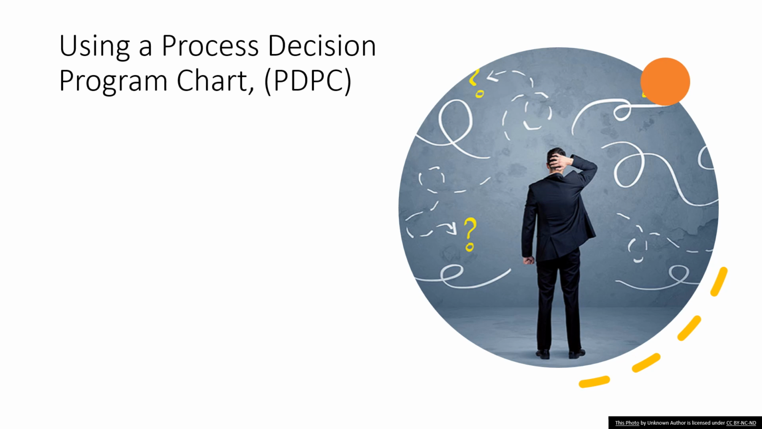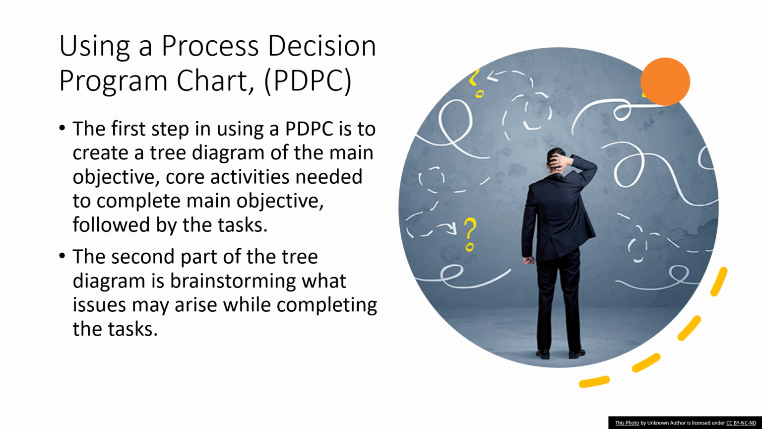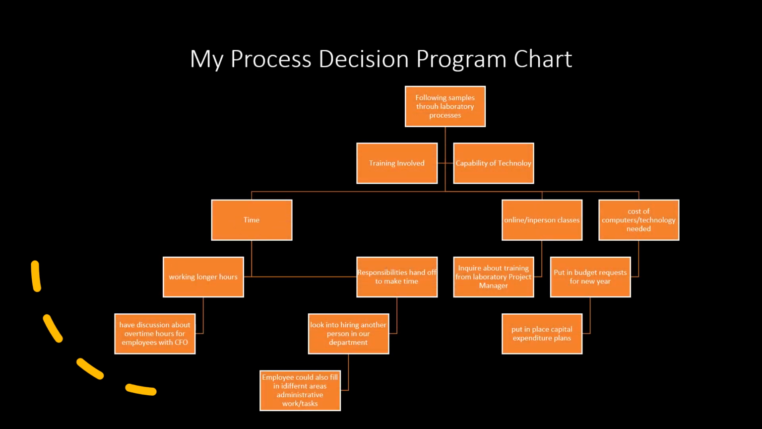I then used a process decision program chart, or a PDPC, to identify the issues that might come up during the solution implementation process. The first step in using the PDPC is to create a tree diagram of the main objective, core activities needed to complete the main objective, followed by the tasks. The second part of the tree diagram is brainstorming what issues may arise while completing the tasks. My process decision program chart is a good example of how using the PDPC works.